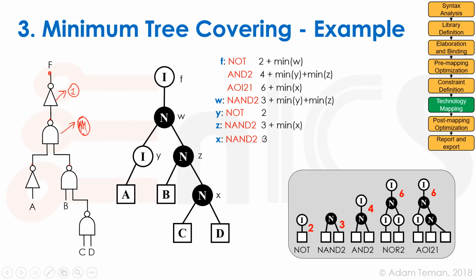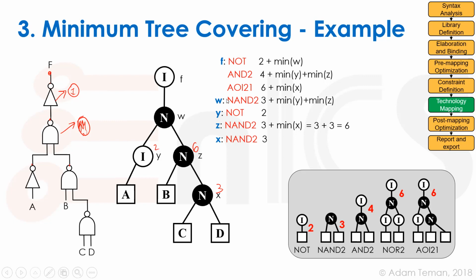So X costs 3. And then we can start going upstream and figuring out what the cost of each one of our nodes is. So we see that X costs 3, right? And we see that Z costs 3 plus the minimum of X. The minimum of X we just found is 3. So this costs 3 plus 3. That equals 6. So we see that Z equals 6. Now we go up to Y. Y we already saw equals 2.